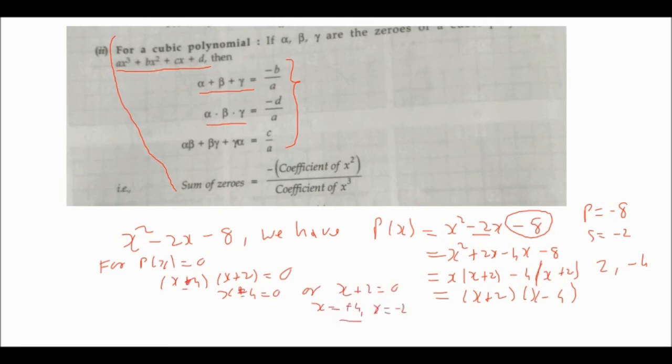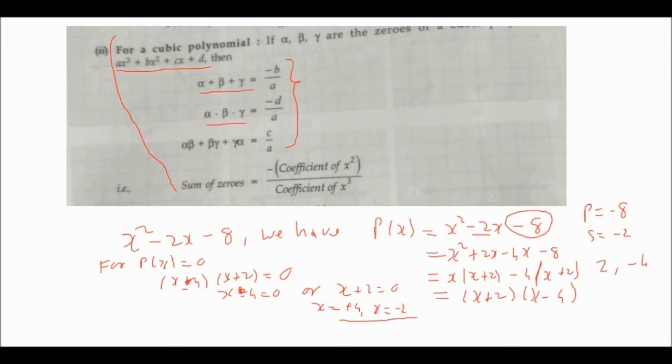So these are nothing but what? I will just check it. It is right, x minus 4 is there. We have to correct it. It is x minus 4. So it should be x equals 4 and x equals minus 2. These are the two zeros of the given polynomial. I hope you got this point.